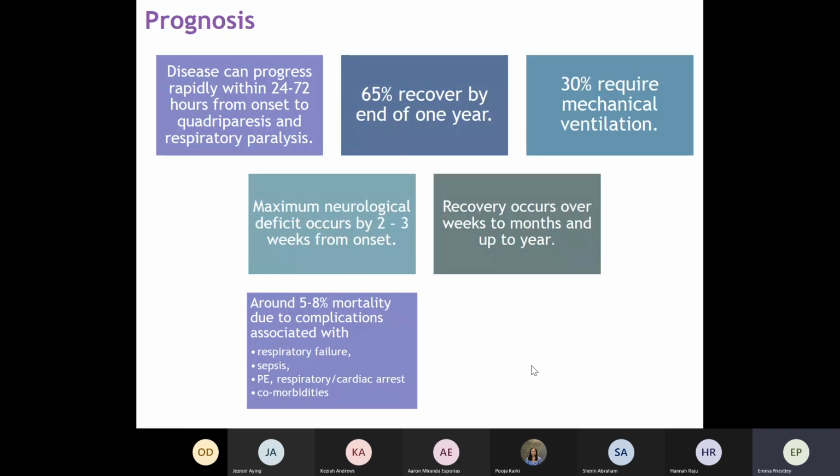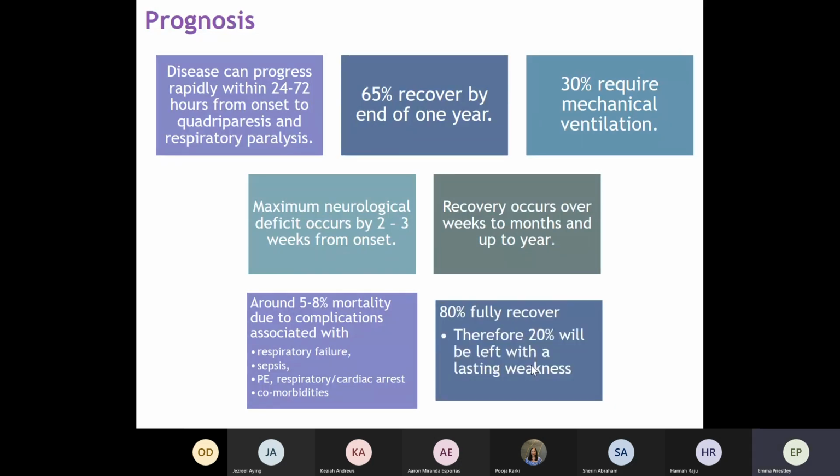They'll die of respiratory failure. They'll die of infection. They'll die of a PE. They'll die if they've got other comorbidities that have led to it as well. The Guillain-Barre itself shouldn't kill them, but a complication will. And then 80% fully recover back to normal life and to share their experience with others. And 20% will be left with a lasting weakness, whether it's a leg weakness or an arm weakness.